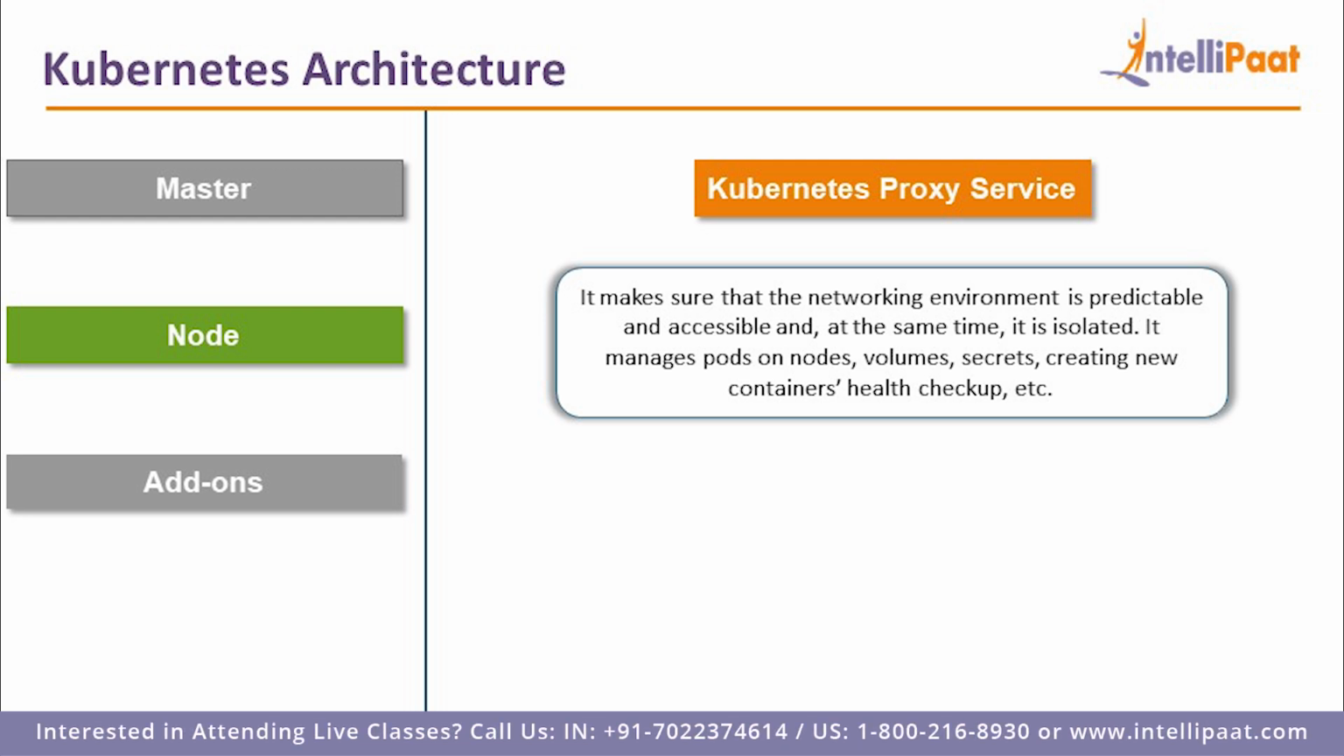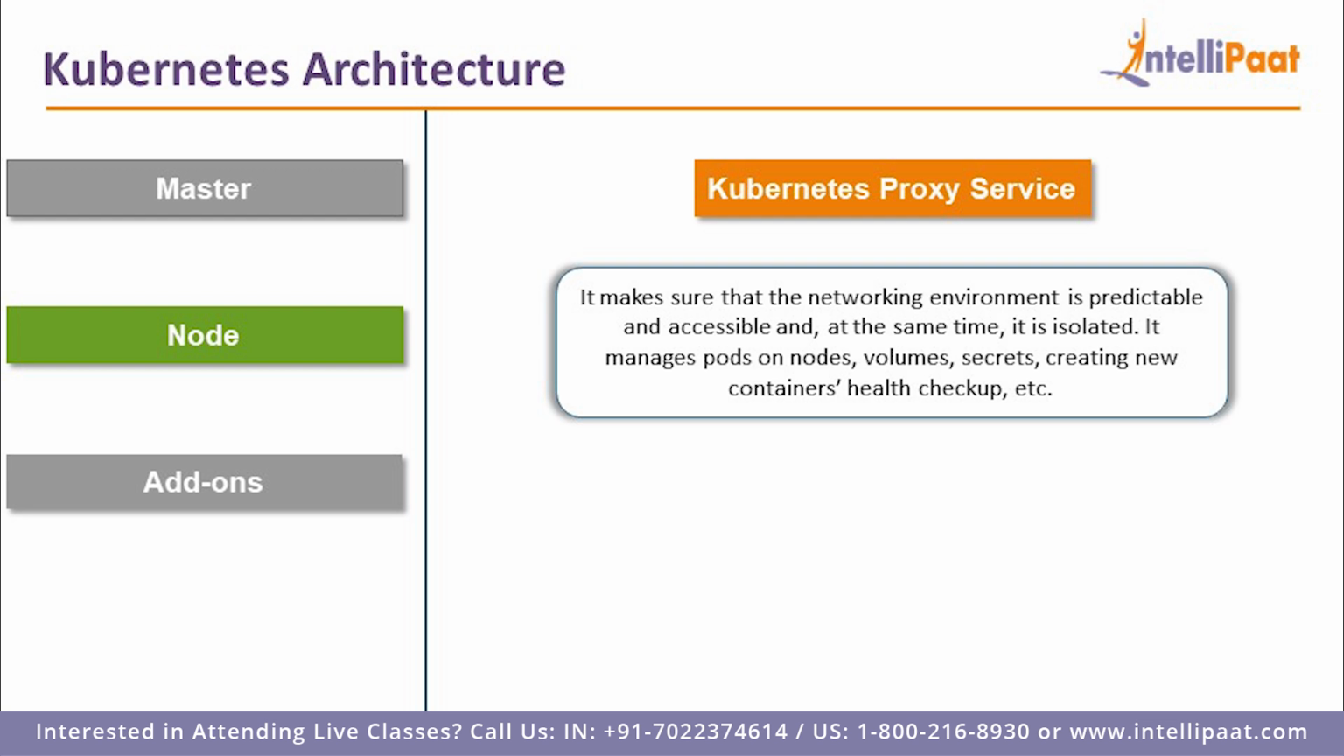So if I'm hitting a node, I should receive what I'm expecting. It makes sure that it becomes predictable, that I get what I want, and it makes sure that it's accessible while I still don't know where it actually is. That is the time it's being isolated. So I don't know where it actually is, but I still receive the information with the help of this Kubernetes proxy service. That is the main job of it.